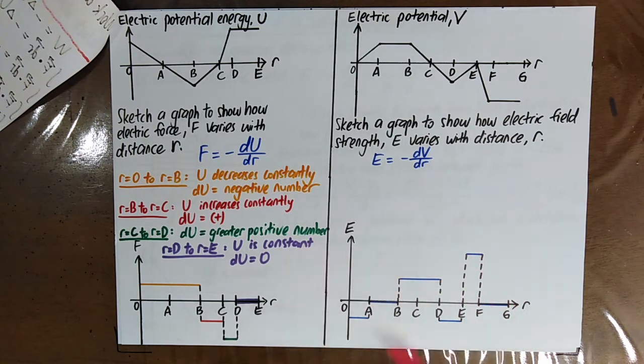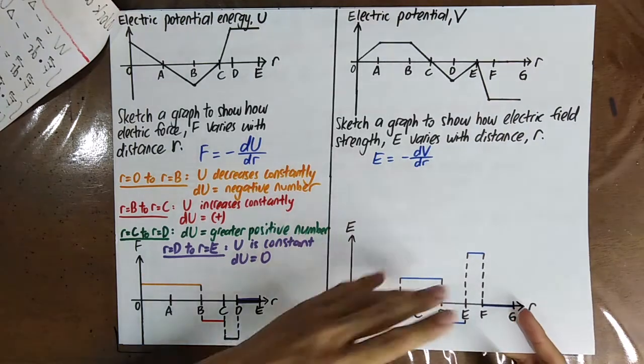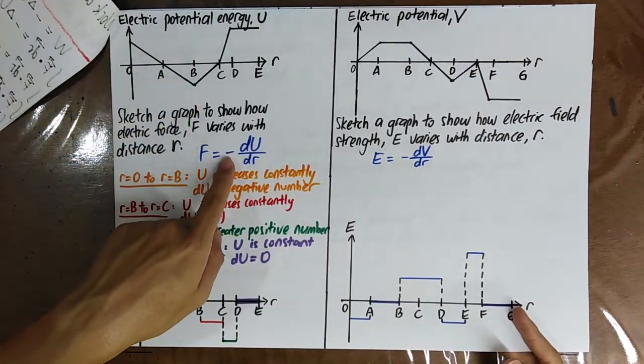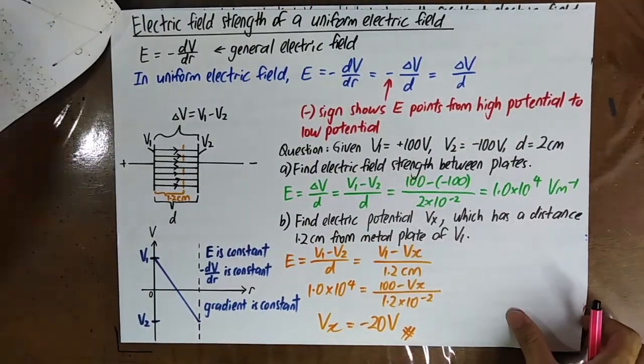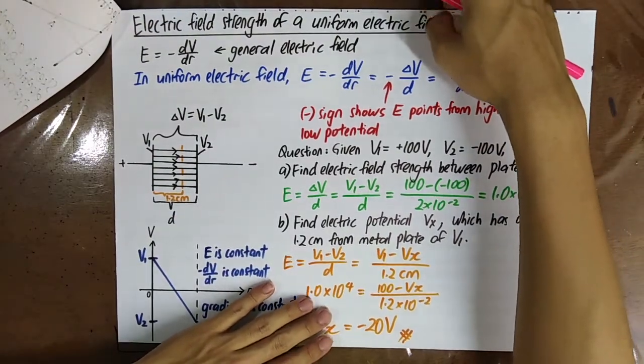Okay, I will leave this to your own homework to do, but it's just the same reasoning. You find out the gradient, then you times a negative sign, then you can get the answer. That's all. Okay, so now electric field strength of a uniform electric field.